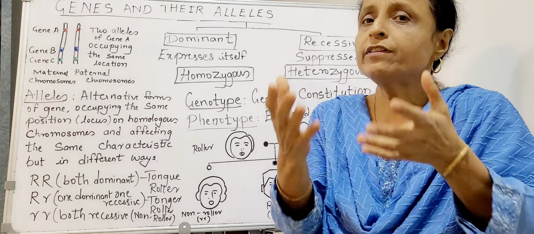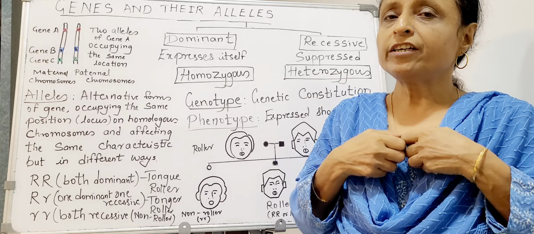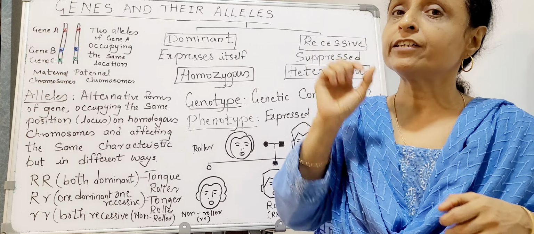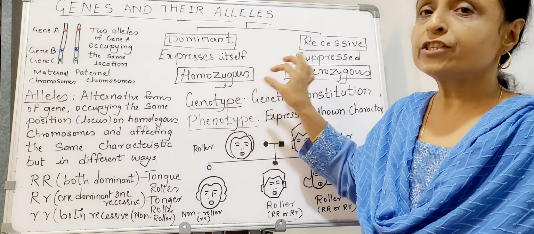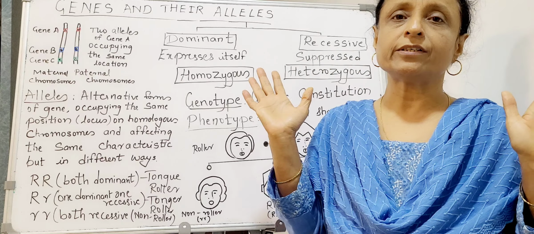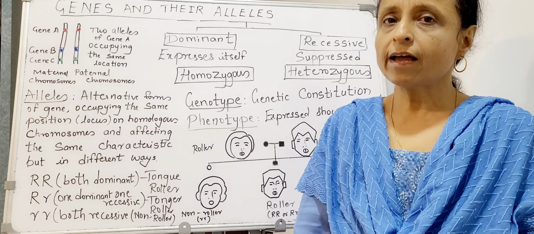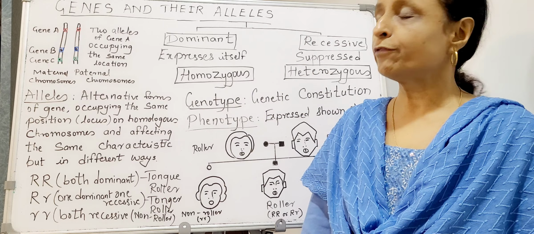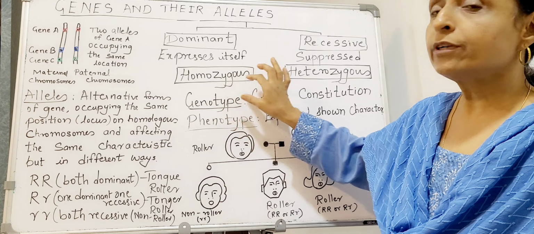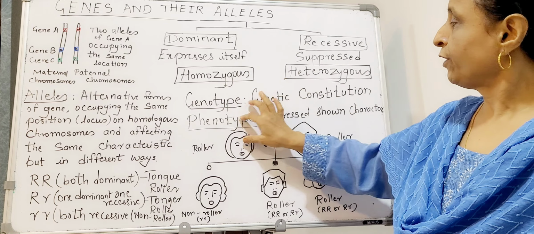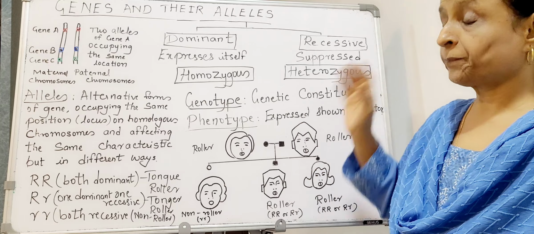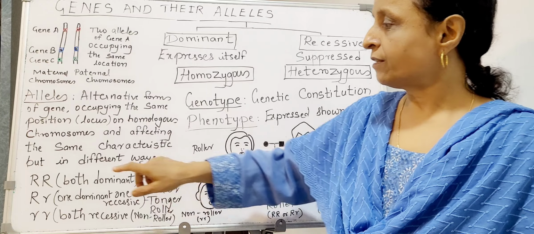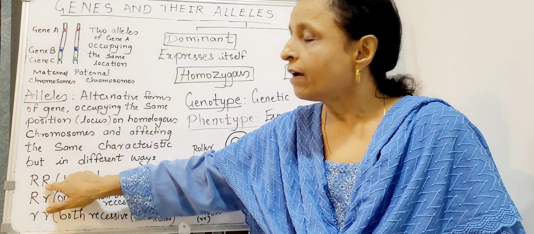Now, whatever the genotype, that is my genetic constitution. Each and every cell has that blueprint of the genetic constitution. So that is genotype, present in the genes. But whatever characters I have, that is phenotype. What is shown, what you can see, that is phenotype. So genotype is genetic constitution, and phenotype is what is expressed.